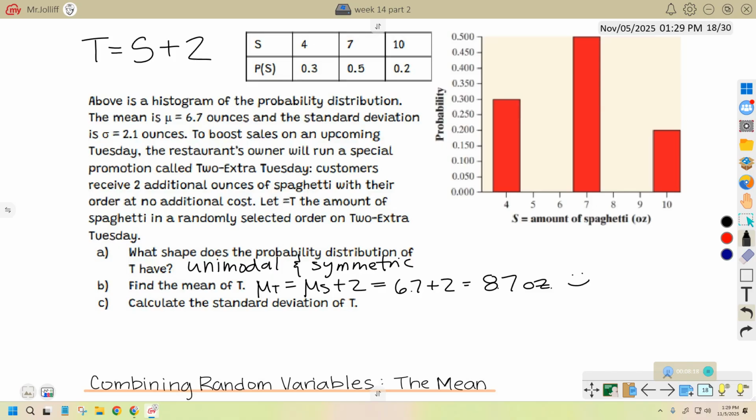Then it says calculate the standard deviation of T. If I'm adding or subtracting a constant, what happens to the standard deviation? I see a couple of people shaking their head. No, nothing. Yeah. So sigma T is just equal to sigma S, and they gave us that. They said it was 2.1 ounces.